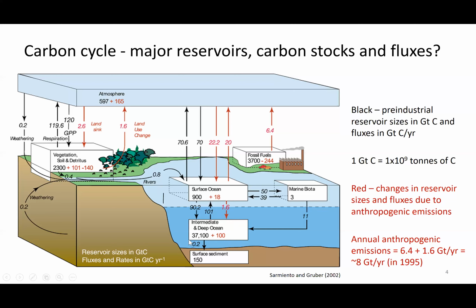And if you have a look down here, the deep ocean, or the intermediate and deep ocean, has 37,100 gigatons of carbon, and it's had a relatively small amount added to it since pre-industrial times. But this is by far the vast mass of carbon within the carbon cycle, and it resides in the ocean, and in particular in the deep ocean.